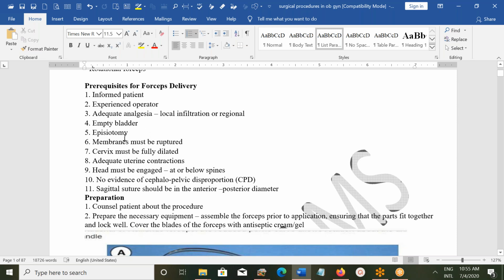Bladder should be empty, and episiotomy should be done, because we have seen that if you do instrumental delivery without episiotomy, the risk of injury to the perineum will be 4 times higher than with the episiotomy. Membranes must be ruptured. Cervix must be fully dilated. Adequate uterine contractions should be there. Head must be engaged at or below the spines. No evidence of CPD. Sagittal suture should be in the anteroposterior diameter.